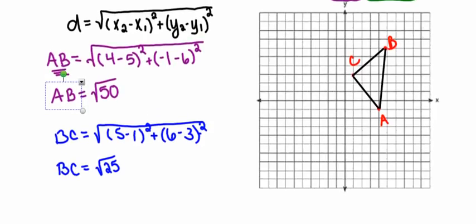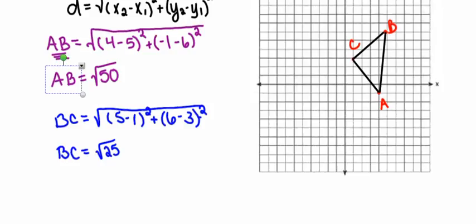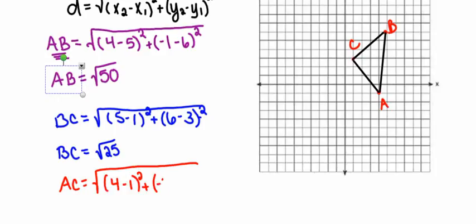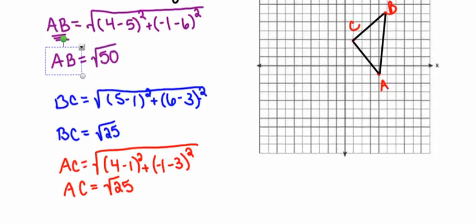And then the last side that I need to find the length for is side AC. So this one too came out to be square root of 25. So at this point, I know that this triangle is isosceles due to the fact that it has two sides of equal length or equal measure.